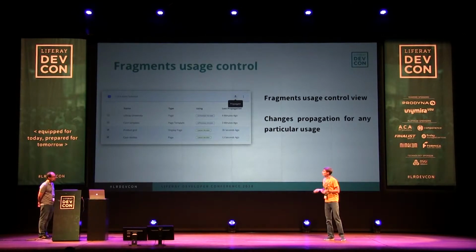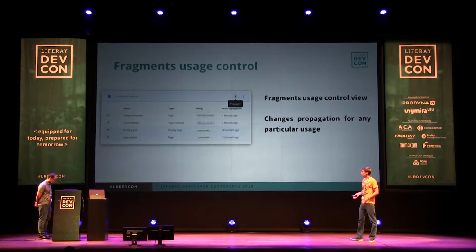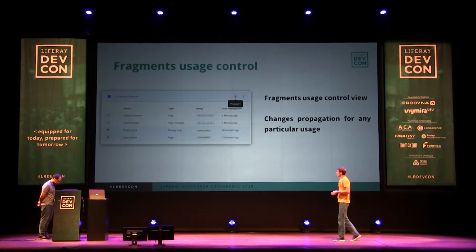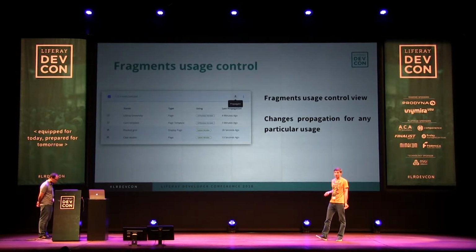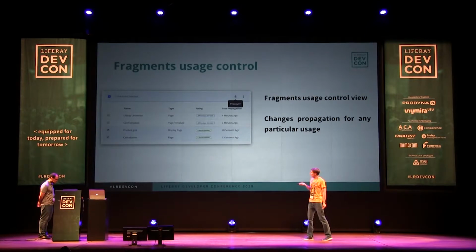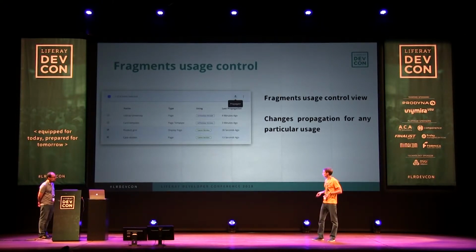Another important feature of the Fragments framework is the possibility to see where a particular fragment is being used. We have a special user interface in the Fragments management application, where you can see all the usages of a particular fragment, and also which version of the fragment's code is being used. For fragment usages with a previous version, you can easily propagate the latest changes of the fragment's code.